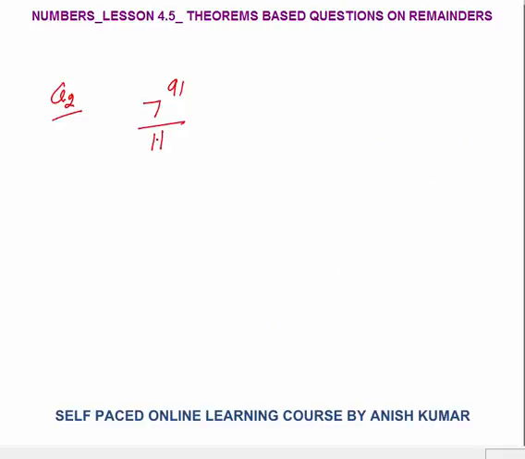Question number 2 is 7 power 91 by 11. You should first try to solve this question yourself, then look at the way I have solved it. Again, we will apply that concept whenever the denominator is a prime number. So 11 is a prime number. So 7 power 11 minus 1 into k, the remainder will always be 1. Can I say that 7 power 10k by 11, the remainder will always be 1.